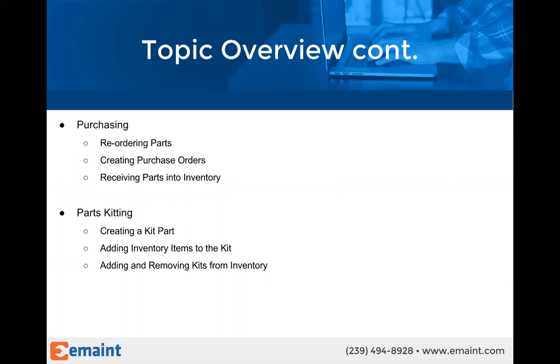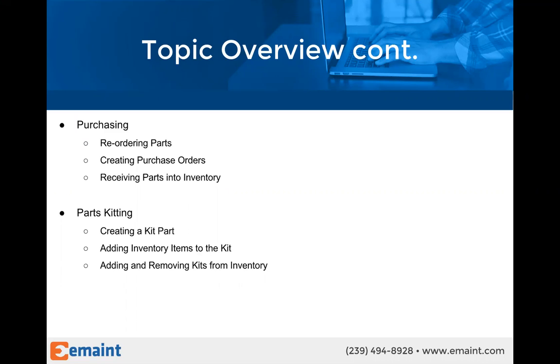Once we've completed that, we'll move on over to purchasing. A few of the things in the purchasing we'll go over is the reordering parts list. We're also going to go over how to create a purchase order after we go through the reordering parts list. And then we're also going to show from that purchase order we created how we can actually receive those parts and bring them into our inventory.